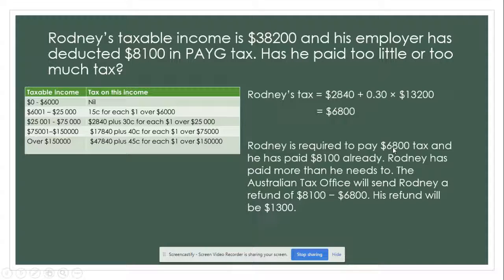Rodney is required to pay $6,800 in tax, and he has paid $8,100 already. Rodney has paid more than he needs to. The Australian Tax Office will send Rodney a refund, and his refund will be $1,300. That is how you work it out. I want you to try, and if you get stuck, come and speak to me.